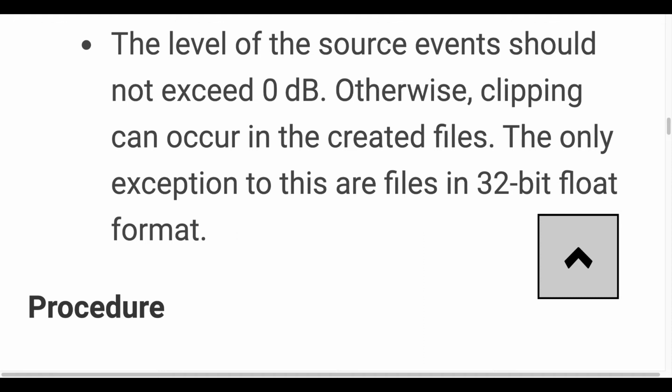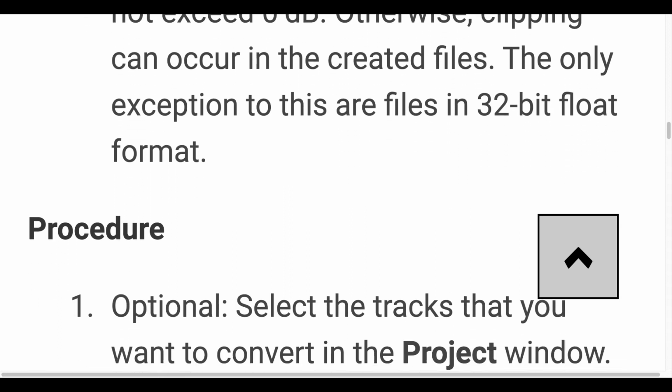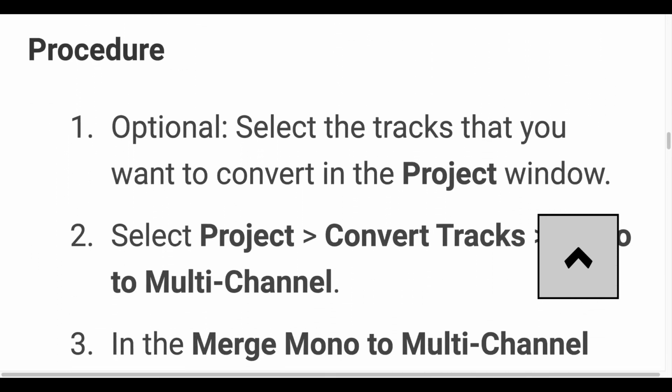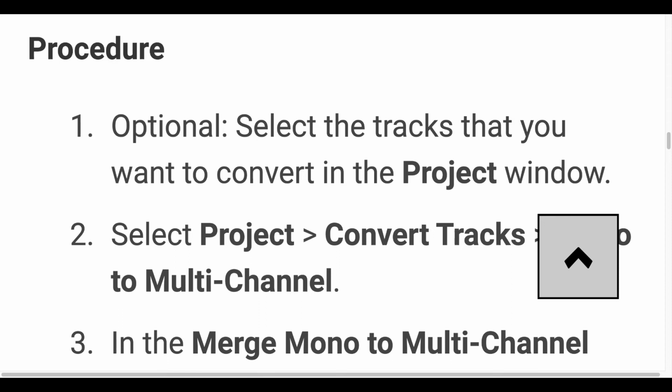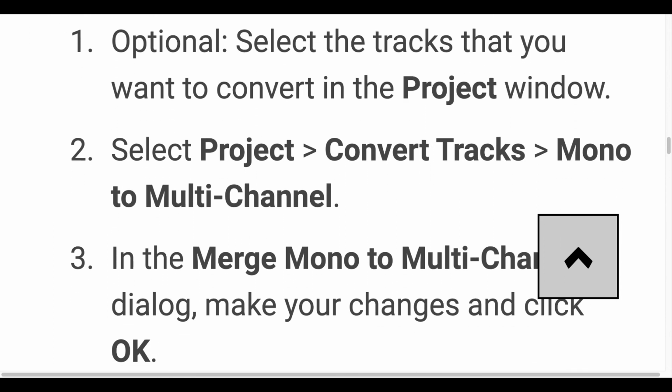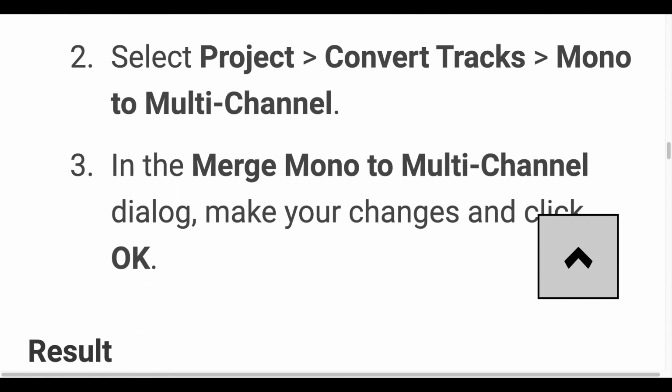Otherwise, clipping can occur in the created files. The only exception to this are files in 32-bit float format. Procedure. Optional, select the tracks that you want to convert in the project window. Select Project, Convert Tracks, Mono to Multi-Channel. In the Merge Mono to Multi-Channel dialog, make your changes and click OK.